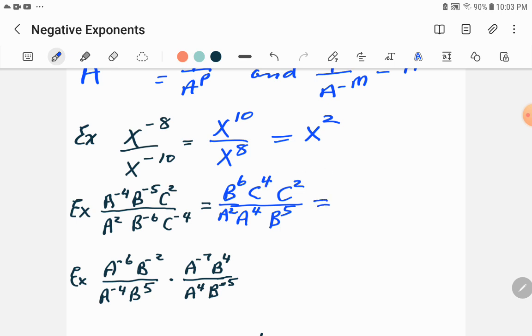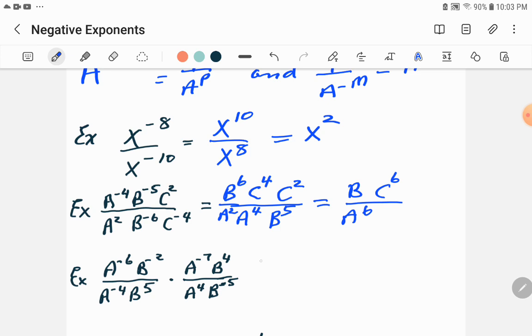So now we can simplify by just combining the a's together. So a squared times a4, that's a6. B6, b5, so 5 from 6 leaves 1. The bigger power is in the numerator. And both c's are in the numerator, so we add the exponents, 4 and 2, so we get c6. And that's our answer.